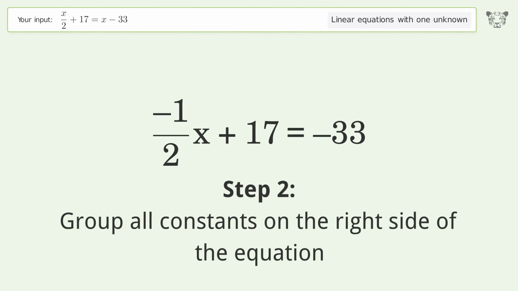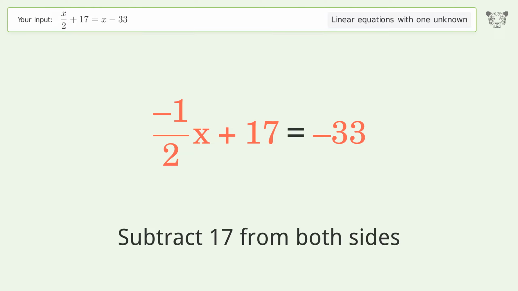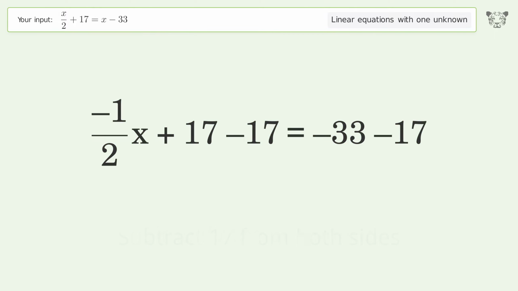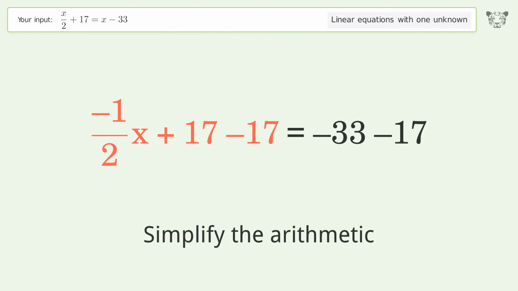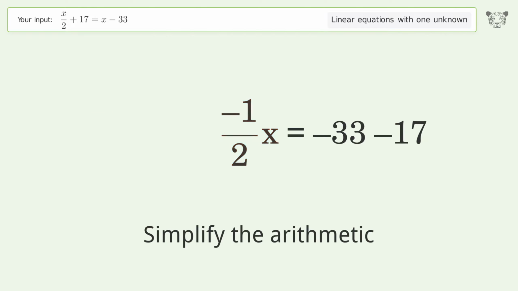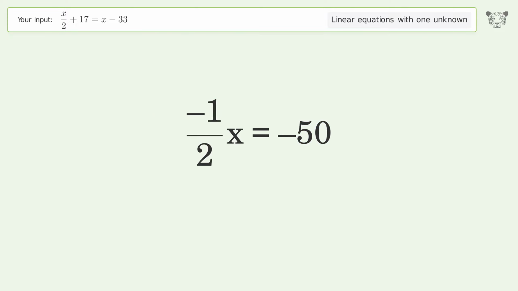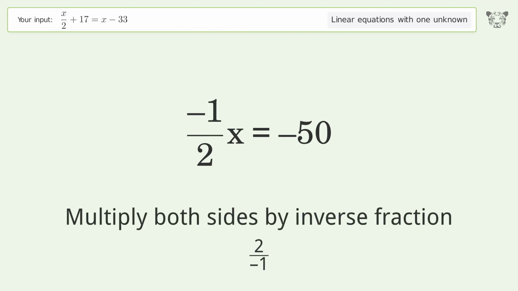Group all constants on the right side of the equation. Subtract 17 from both sides. Simplify the arithmetic. Isolate the x. Multiply both sides by inverse fraction 2 over -1.